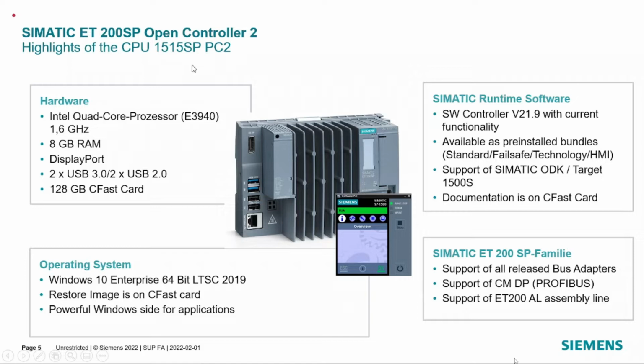there are two different CPUs. One is the 1515 SP PC and another is the PC2. This is the new variant of the CPU, with a 1.6 gigahertz quad core processor and 8 GB RAM. You can see there are display ports and USB, two USB 3.0 and one USB 2.0, and a 128 GB CFast card. All these features come with these open controllers, and the operating system is Windows 10 Enterprise 64-bit.